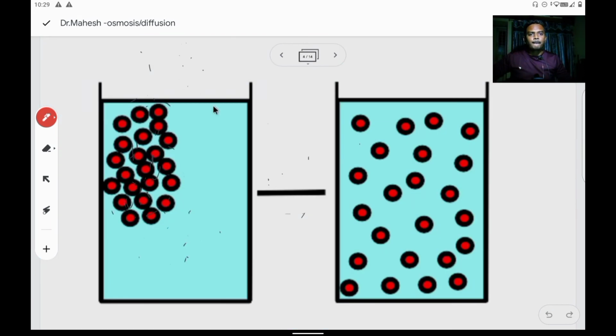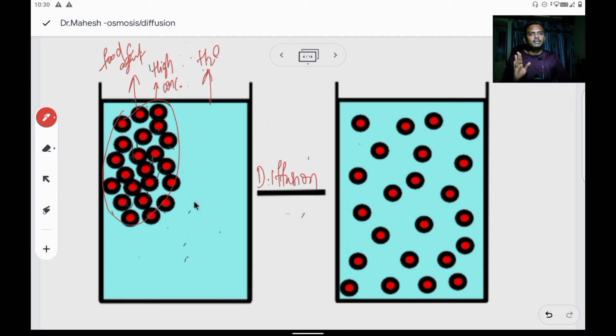See here, let's say this is diffusion. This is water, and let's say this is some food coloring agent. Okay. And you added this food coloring agent over here. This is the beginning, the starting point. All are at one place only. That means this is a high concentrated area. Understand? This is a low concentrated area.